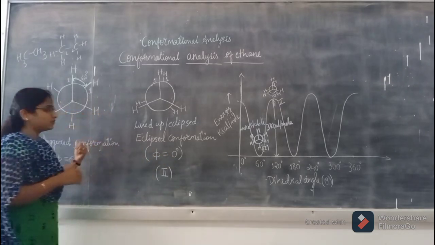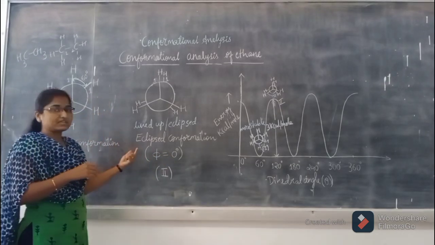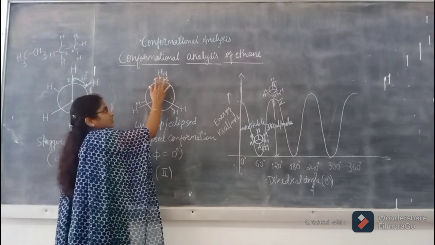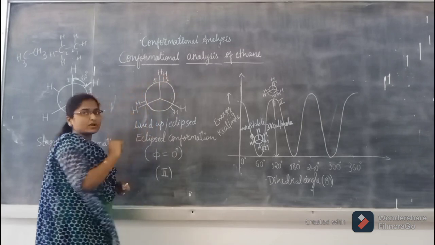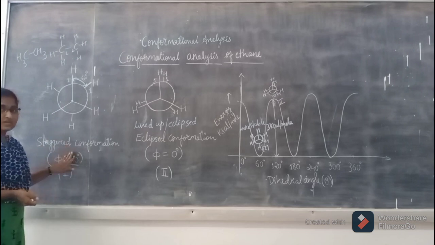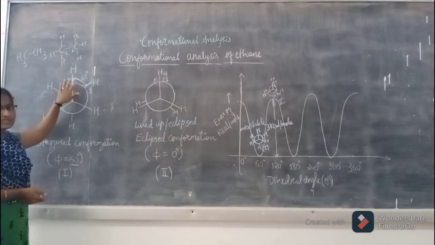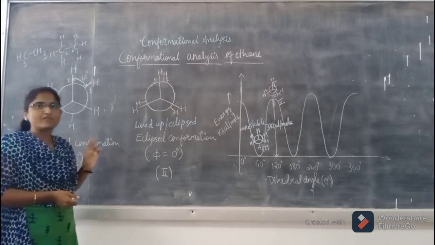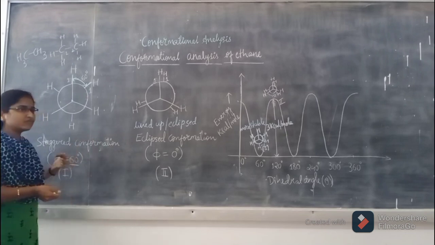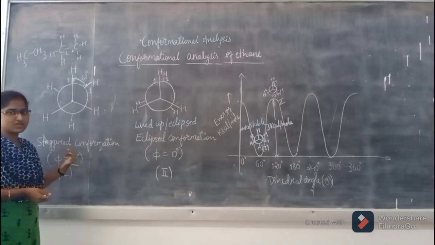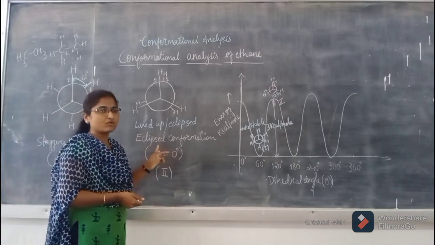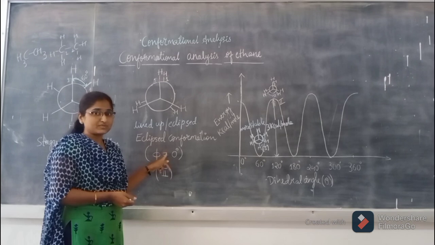When compared to the staggered conformation, this eclipsed conformation is less stable. Why? Because there is a steric strain between these two hydrogen atoms. In the staggered conformation, you observe less steric strain, because the hydrogen atoms are lying apart from each other, far away from each other. Compared to the eclipsed conformation, the staggered conformation has less steric strain between the bonds, whereas you observe more steric strain in the eclipsed conformation.